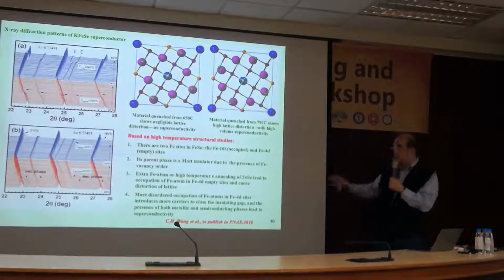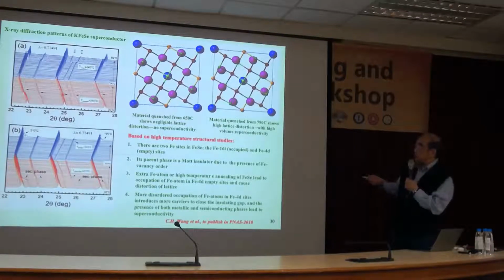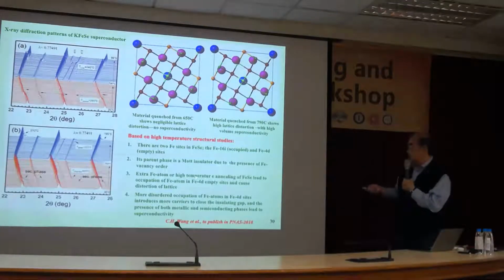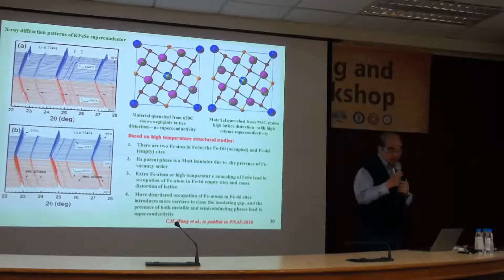Okay, so let me just give a summary. Based on all this detailed analysis of our X-ray data, these two iron sites, the 2D original one is purely 100% empty, but that is not insulating. Some extra iron would start to go into this 4D site, and then if you go to high temperature, you get more disorder because the quenching process will keep this occupation really disordered, and that gives you some kind of metallic state, and then superconductivity is saved.